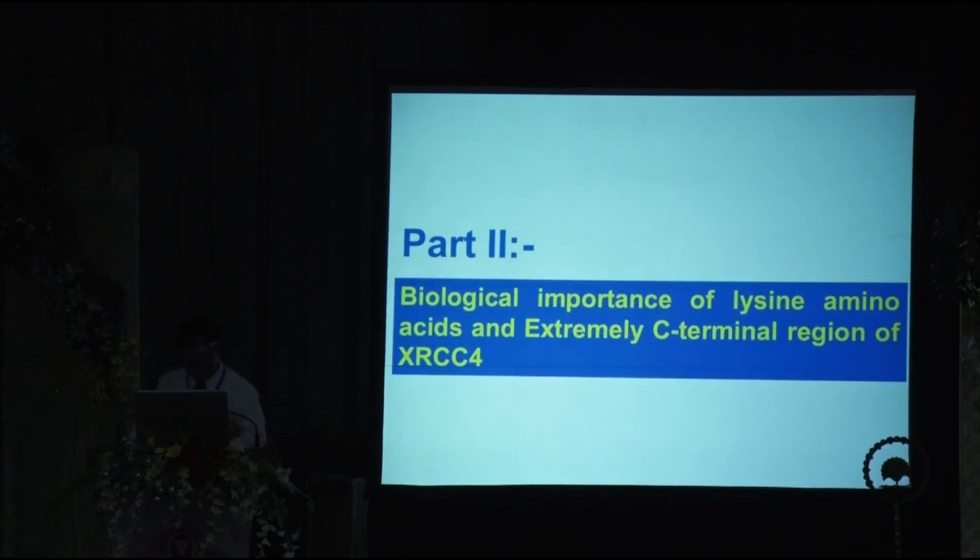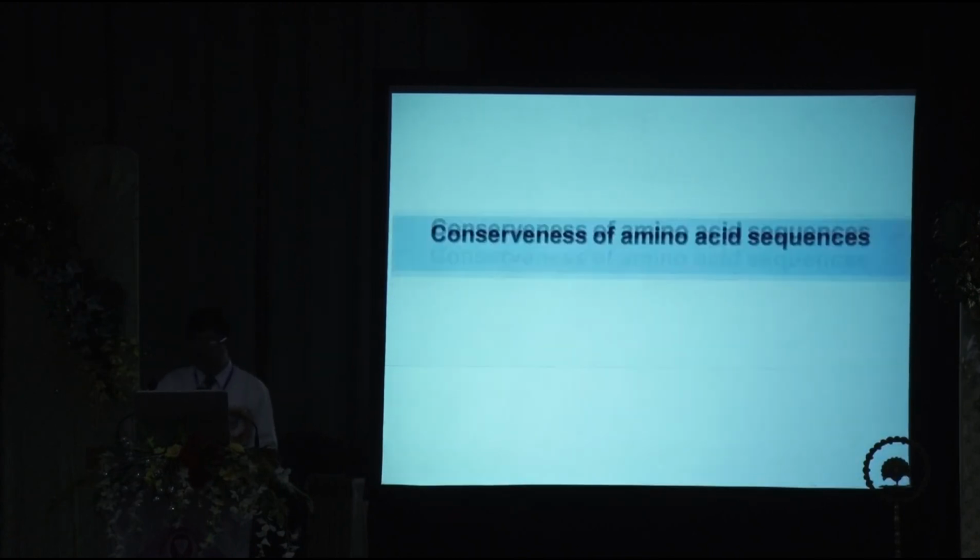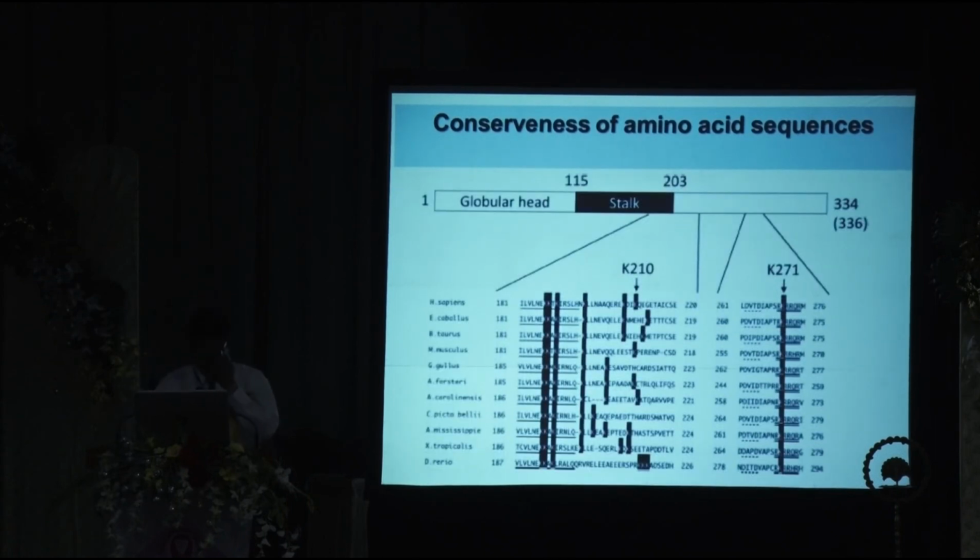In part two, this is also a very important study that we did in our laboratory. So in the first part, we looked at the biological importance of lysine amino acids and also the extreme C-terminal region of the XRCC4 protein. So why did we use lysine? Because as we all know, the XRCC4 protein has nuclear localization signals, and these nuclear localization signals are mediated by lysine amino acids. So this figure shows a lysine amino acid that is conserved across many species here, and what we did was mutate these lysines one by one.